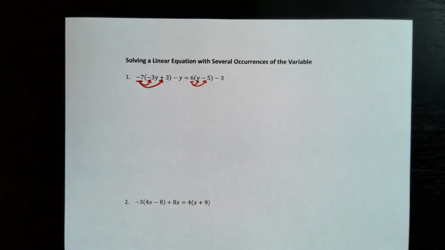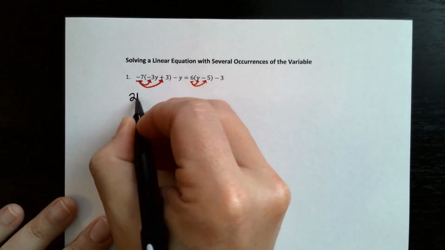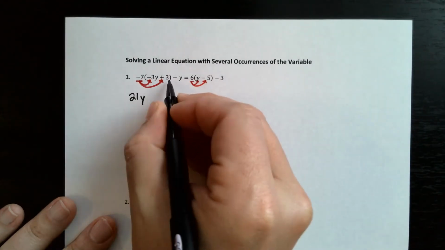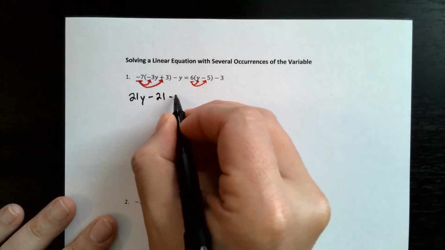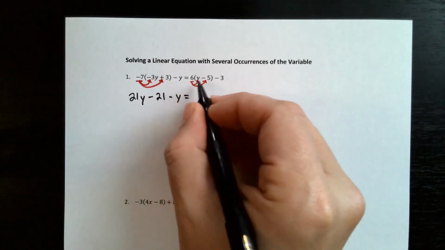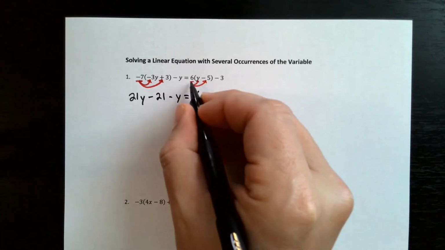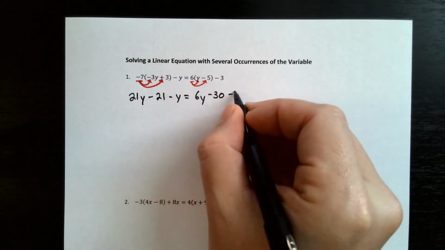So these two things are going to get distributed there. -7 times -3 is positive 21, and put the y on there, so 21y. -7 times 3 is negative 21, and then there's the minus y that comes down, equals 6 times y is 6y, 6 times -5 is -30, and then minus 3.